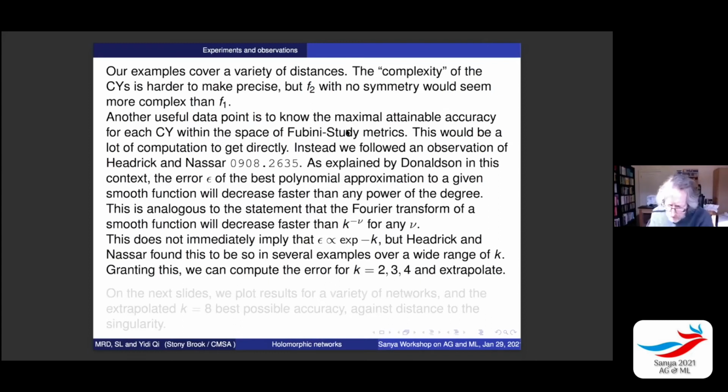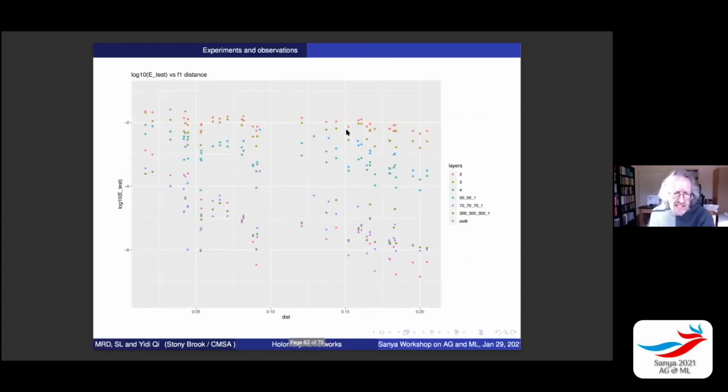Okay, so now let me show the kind of result, the tabulation results. So we run our algorithm with a variety of networks, say 2 layers, 3 layers, 4 layers. That's what these 50, 70, and 300s are. The notations 2, 3, 4 are not layers. Those are comparing with the actual full space of Fubini-Study metrics of that degree.